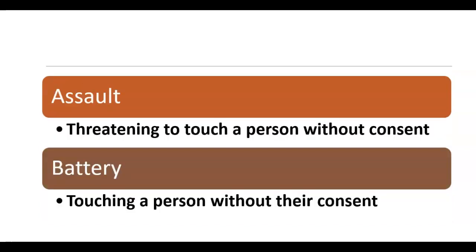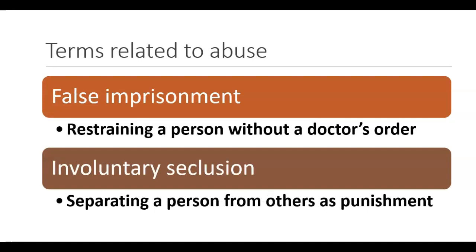Assault and battery, we're just talking about legal issues you can get into in healthcare. Assault is threatening to touch a person without consent, whereas battery is actually touching a person without consent. Terms related to abuse: false imprisonment. In a nursing home setting, that could be restraining a person without a doctor's order, and involuntary seclusion could be separating a person from others as punishment. Those are considered abuse.